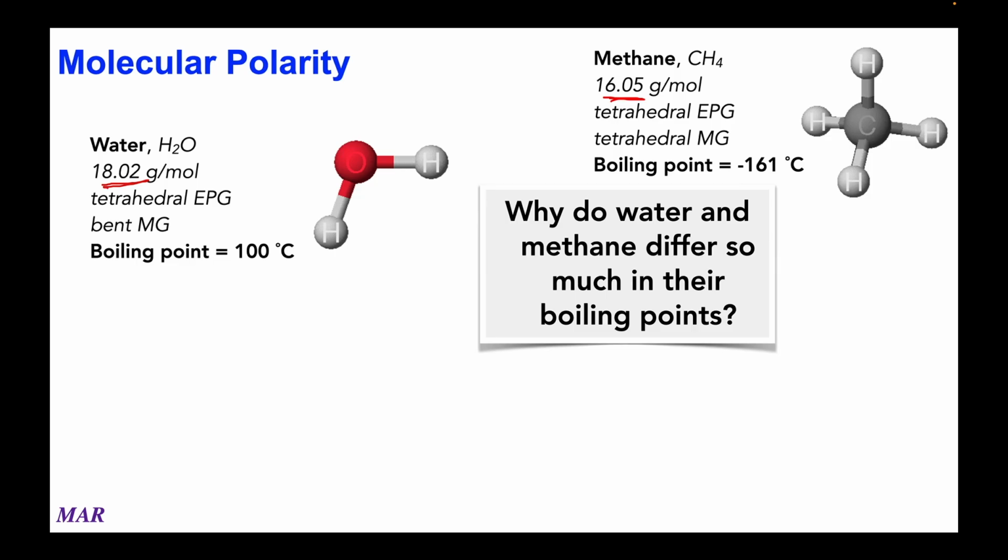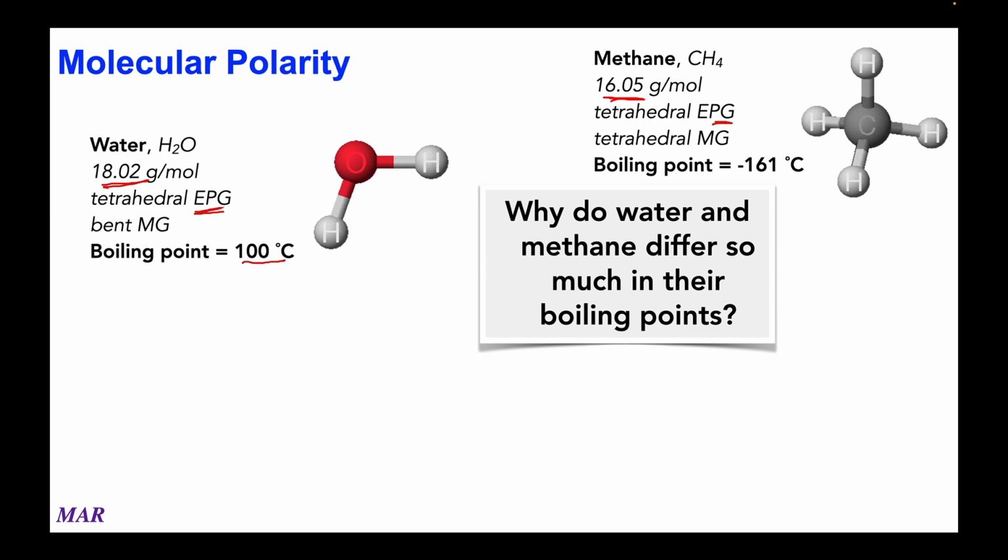If you add up a carbon and 4 hydrogens on the periodic table, 16.05 grams per mole. So almost the same number. They have similar geometries. Electron pair geometry is tetrahedral in both, although water is bent molecular geometry. CH4 doesn't have any lone pairs, so it would also have tetrahedral molecular geometry. But goodness, look at the difference in boiling points.